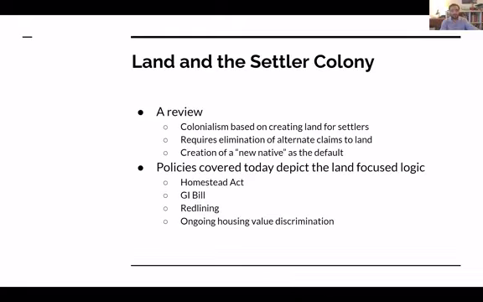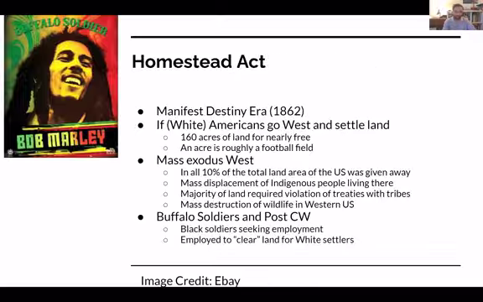Some of the ones that we're going to talk about today along those lines are the Homestead Act from the mid-1800s, the GI Bill from after World War II, redlining, which was a policy that took place from the early 1930s until today, and ongoing questions around housing, real estate, and infrastructure in those communities, all the way up to 2024 today. The first one that we will cover is the Homestead Act. I mentioned this briefly earlier on in the course, but we'll get into it a little more thoroughly.